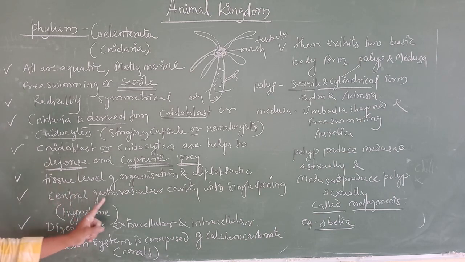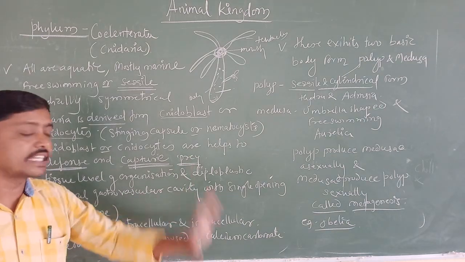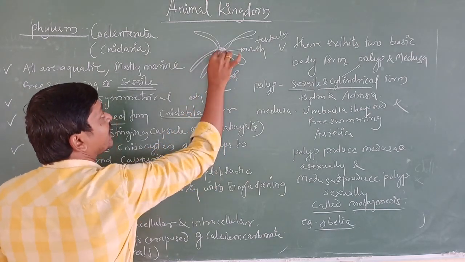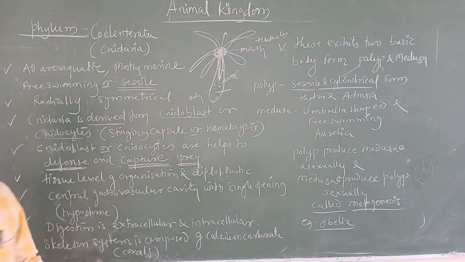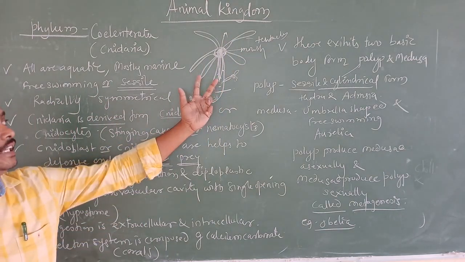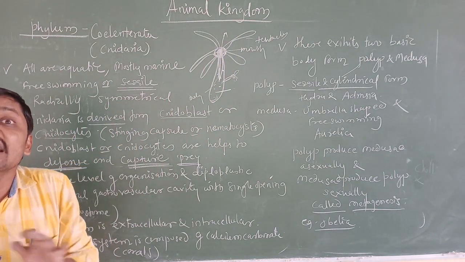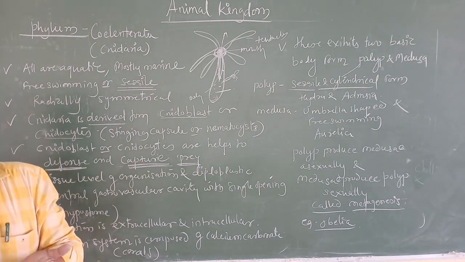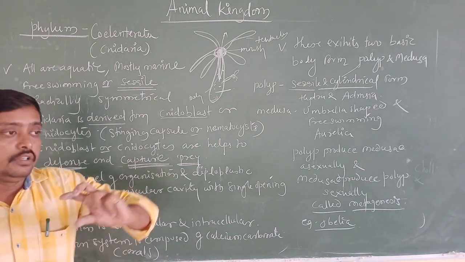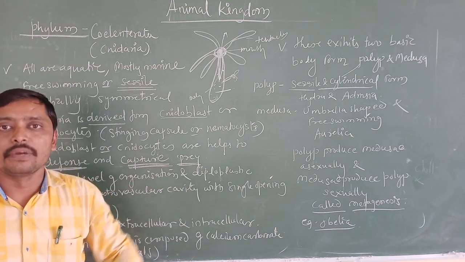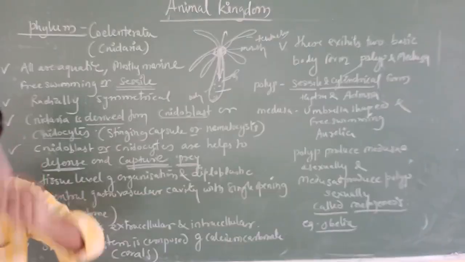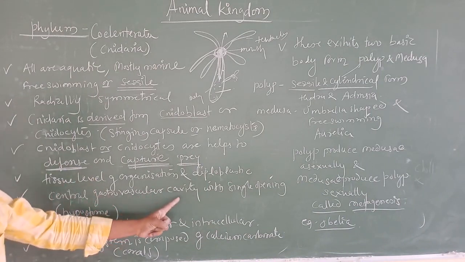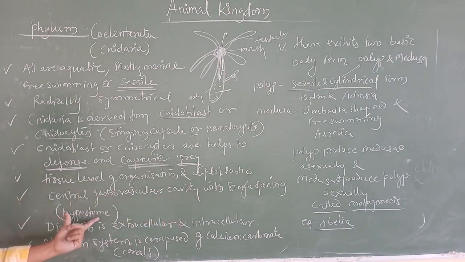Next, central gastrovascular cavity with a single opening. In these organisms the digestive system is incomplete. Digestive system is incomplete in the sense that there are no separate openings for mouth and anus. Only one opening is there. That is what the central gastrovascular cavity with a single opening, the hypostome, means.